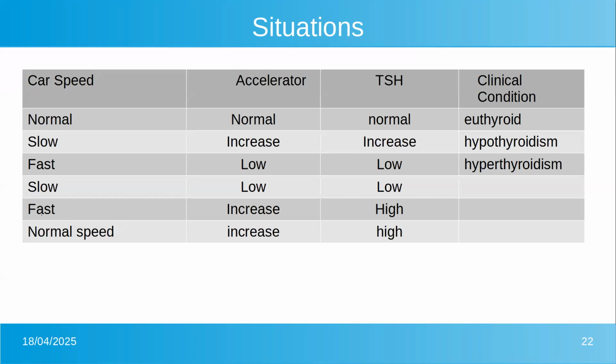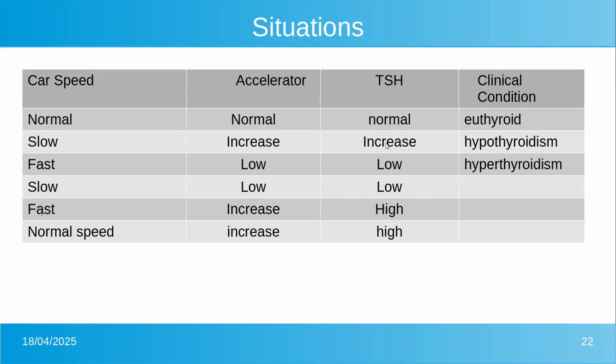Now, that's exactly what's happening in the body. When we talk about the accelerator in the body, we are talking about TSH, right? If the thyroid levels are low in the body, then the TSH levels will increase, trying to stimulate the thyroid gland to produce more and more of T3 and T4, right?